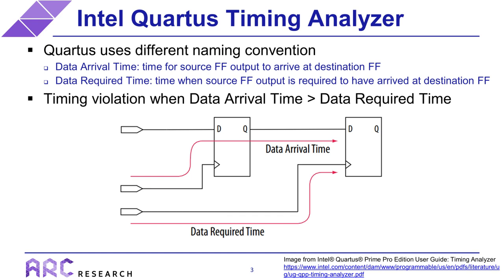So the Quartus timing analyzer compares two different times, a data arrival time and the data required time. Data arrival time is the time it takes for the source flip-flop's output to arrive at the destination flip-flop, which is similar to my definition of the time between flip-flops. The data required time is similar to what I previously called the deadline. It is essentially the time when the output of the source flip-flop is required to have arrived at the destination flip-flop. So let's take a look now and see how these times are slightly different than my previous definitions.